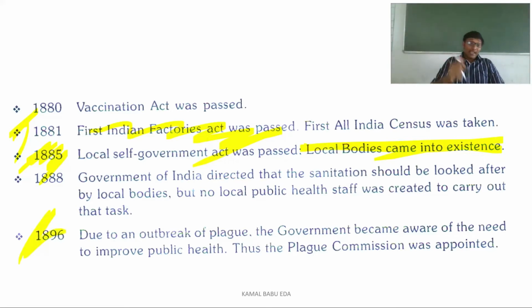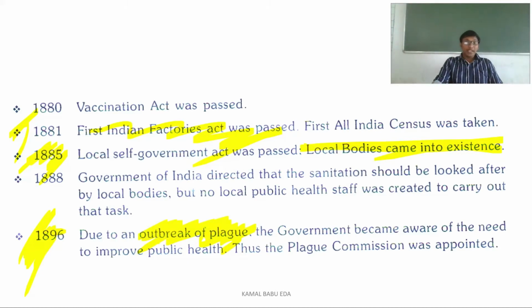And in the year 1896, there was a dangerous disease outbreak called plague. Now we are suffering from COVID-19. In the same way, they also suffered from a dangerous disease called plague, due to which so many people died. As our governments are now alert to save the lives of people, during those days also the government became very aware and saw the need to improve public health. Because of this, they appointed a commission called the Plague Commission, to look after the plague.